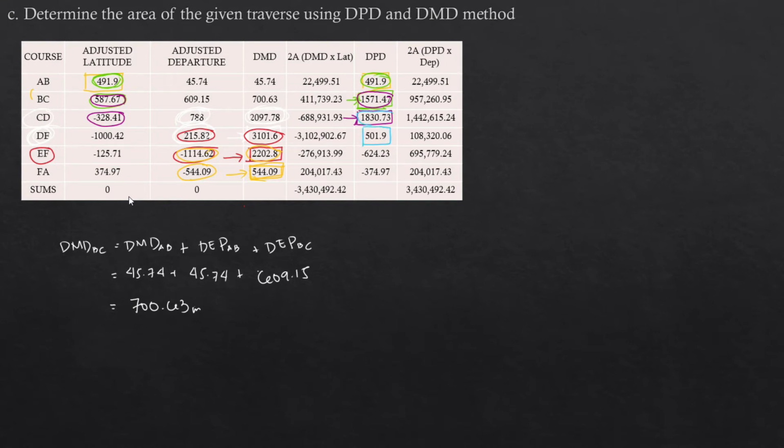Pag-add nyo nito, yung nauna sa kanya, plus ito, yung preceding latitude plus the latitude of the course itself. Ang kakalabasan, ito. Tuloy-tuloy lang yan. Then, kapag itong last na nakuha nyo ay nag-equal dun sa last latitude pero opposite sign, ibig sabihin, tama na itong mga nakuha nating DPD. Okay. So, ganun yun. Sundan?